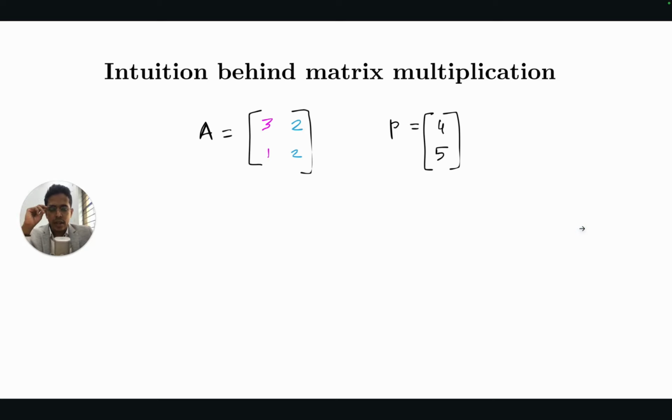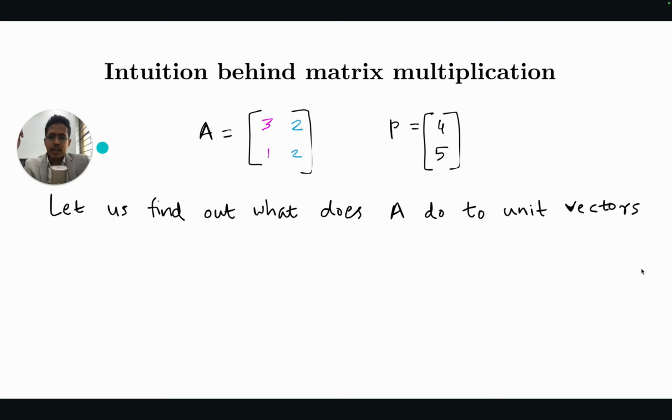So let us look at the same thing once again, but this time focus on the columns of the matrix A. I have deliberately used a group of colors, so whenever you see the same color, it's because they are part of the same column. So pink is column 1, that is 3, 1, and blue is column 2, that is 2, 2. Now let us look at the matrix multiplication in terms of what is happening to the vector P. So the matrix A is doing something to vector P to get a new vector, right? That's what is happening.